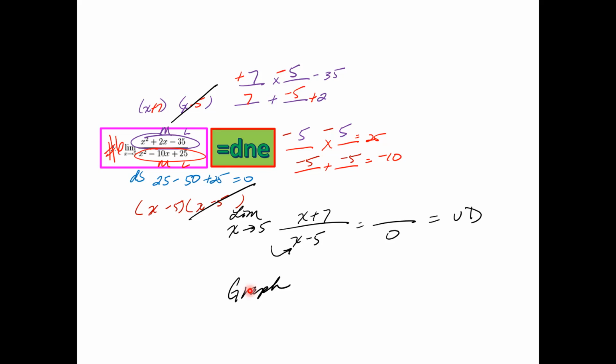Or you can also try the table method and have x approach close to 5 on the left side, so we'll do a 4.99, and then x approach 5 on the right side, so 5.01, and you will be able to see that it is indeed undefined. In some cases, you're going to have questions that are just undefined.